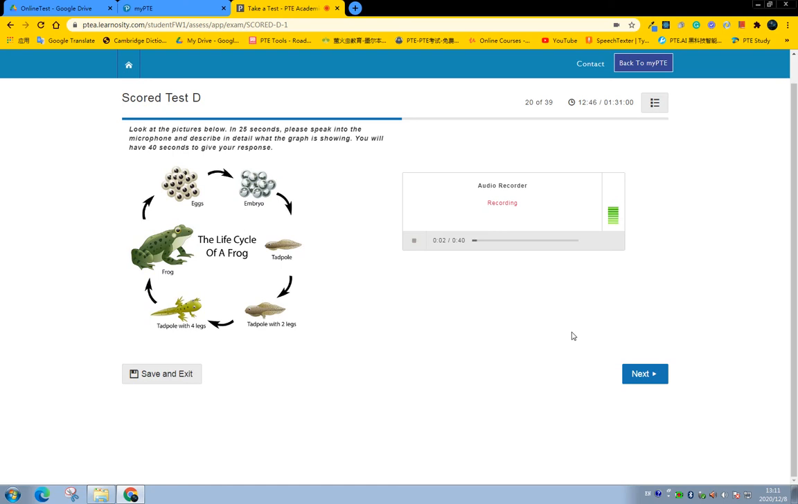The diagram shows the information about the life cycle of a frog based on various factors, including eggs, embryo, tadpole, and frog. If we look at the first step, we can see eggs, which are black color. If we look at the second step, we can see the embryo, which is bigger than eggs. If we look at the next step, we can see tadpole, which is very small.